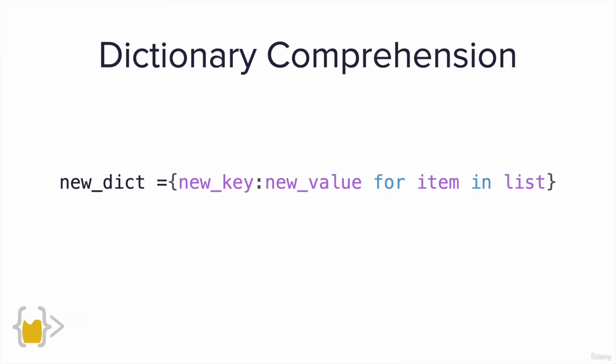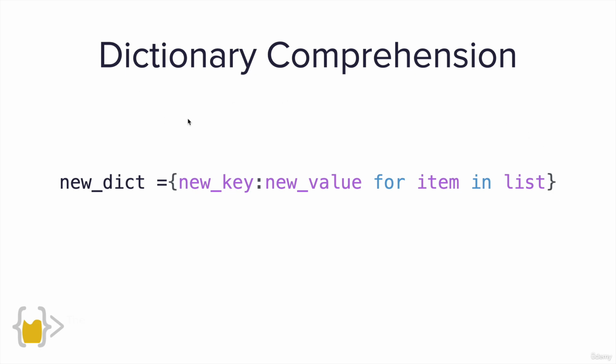This is also super useful because it allows us to create a new dictionary from the values in a list or in a dictionary. For example, we could write out our keywords like this. We're going to create a new dictionary called new dict, and it's going to be created using curly brackets now instead of square brackets. And inside the comprehension, we get to set the new key, the new value, and we get to loop through items in a list. So any sort of iterable, a list, a range, a string, anything you want. And this is the simplest form of dictionary comprehension.